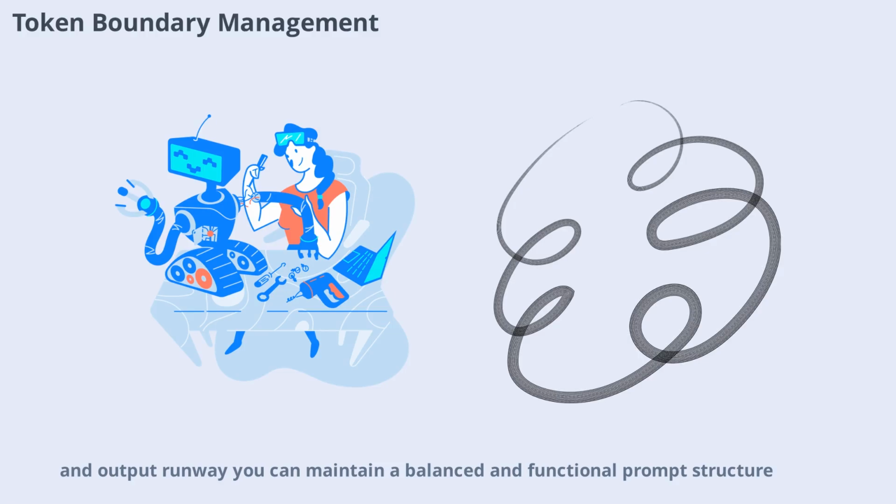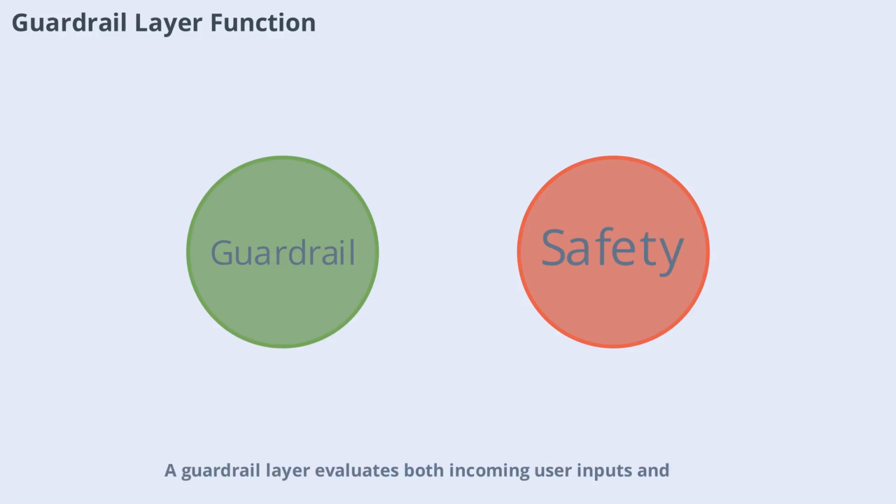The guardrail layer evaluates both incoming user inputs and outgoing model responses against strict safety and operational parameters. It blocks prompt injections and inappropriate language, and validates outputs for structure, data leaks, and grounding before rendering them to the client. This layer is vital for maintaining trust and compliance in production systems.